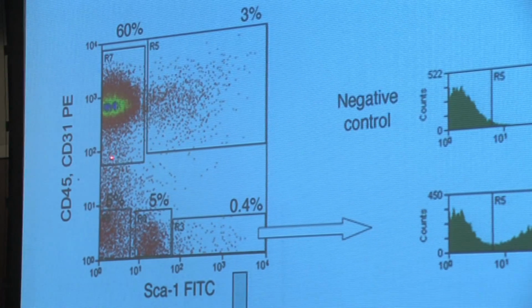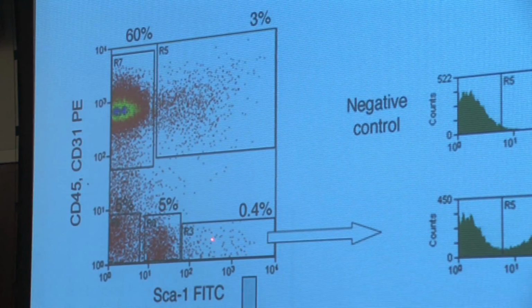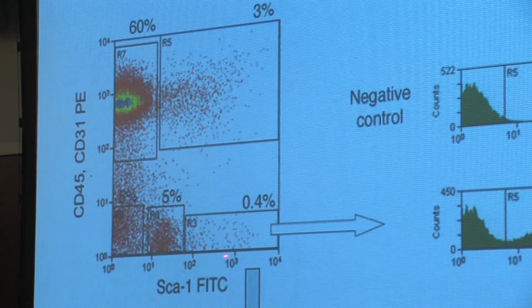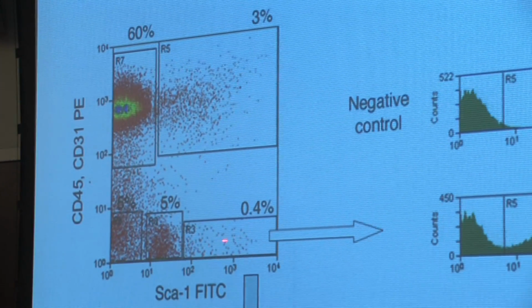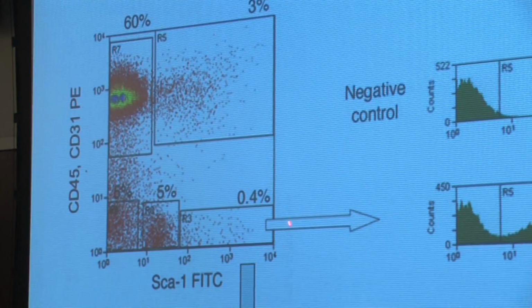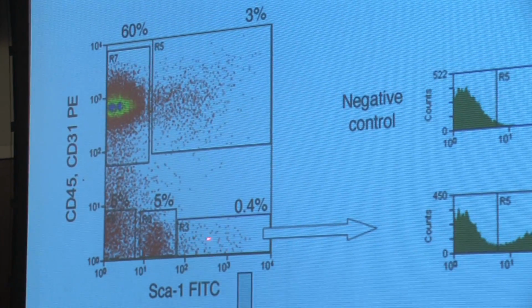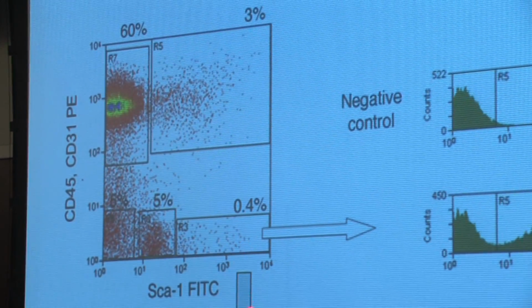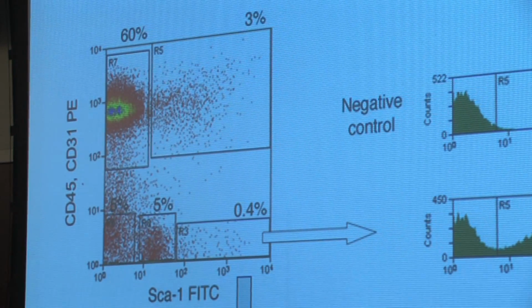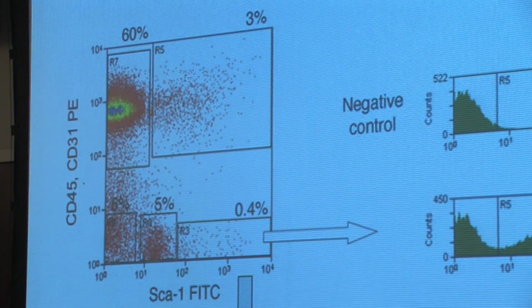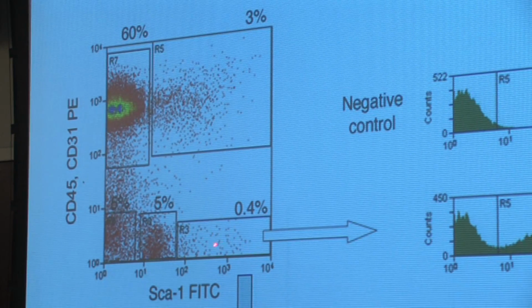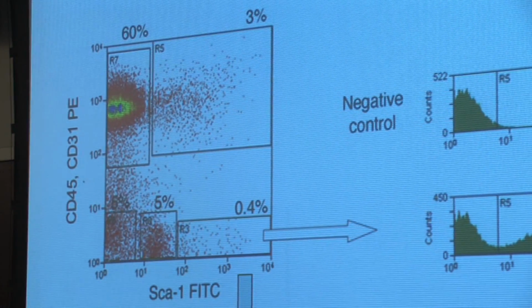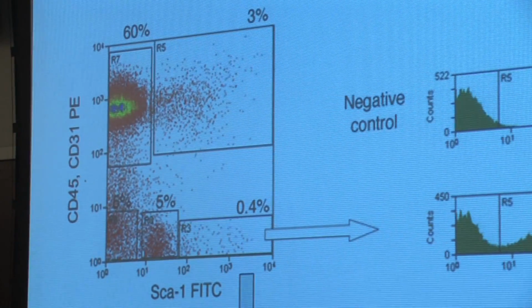But if we exclude those cells and only focus on the cells that are positive for SCA1 and at the same time negative for the other markers, we can actually use FACS to sort out and only obtain these cells in a new tube, and then take those cells and stain them for the other cell markers that I described for you.